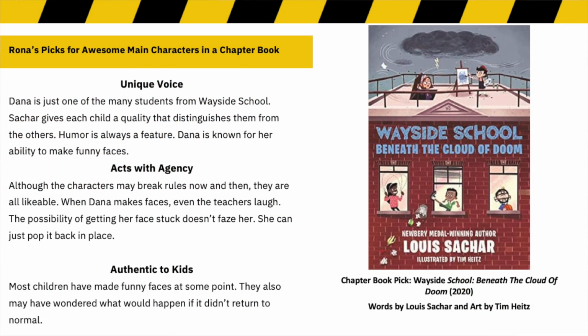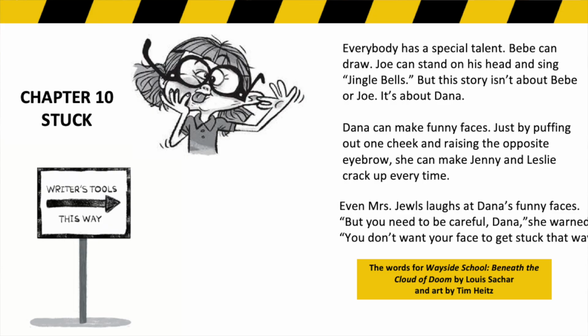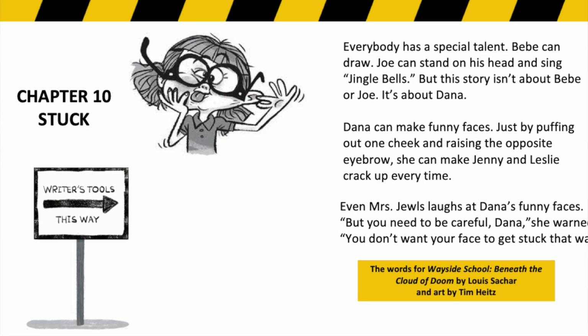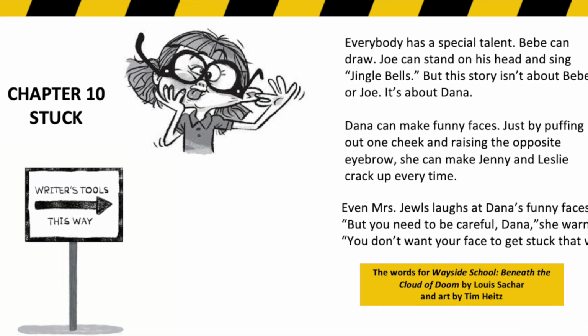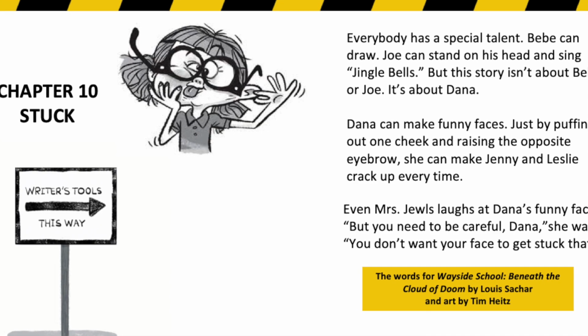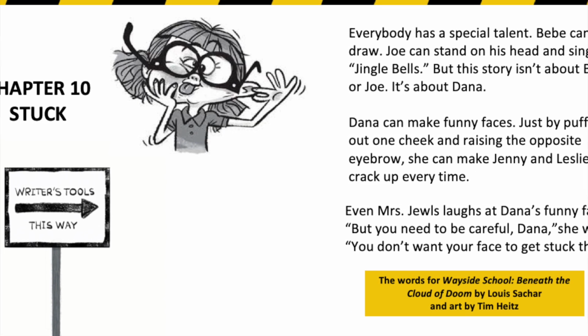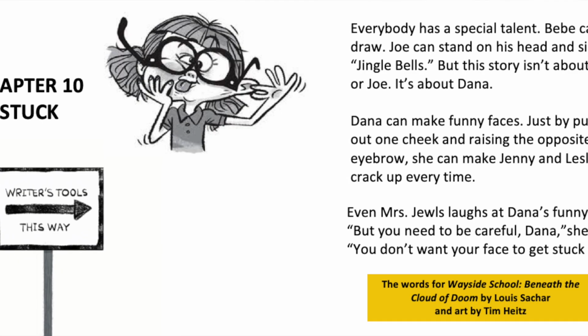Agency is demonstrated through each student's actions and choices, especially when influenced by the strange power of the cloud of doom. In the featured chapter, Stuck, Dana is known for making funny faces. Her antics make fellow students and even the teachers crack up. When the cloud of doom takes control, Dana's doofus face locks in place and stays stuck, alarming everyone.